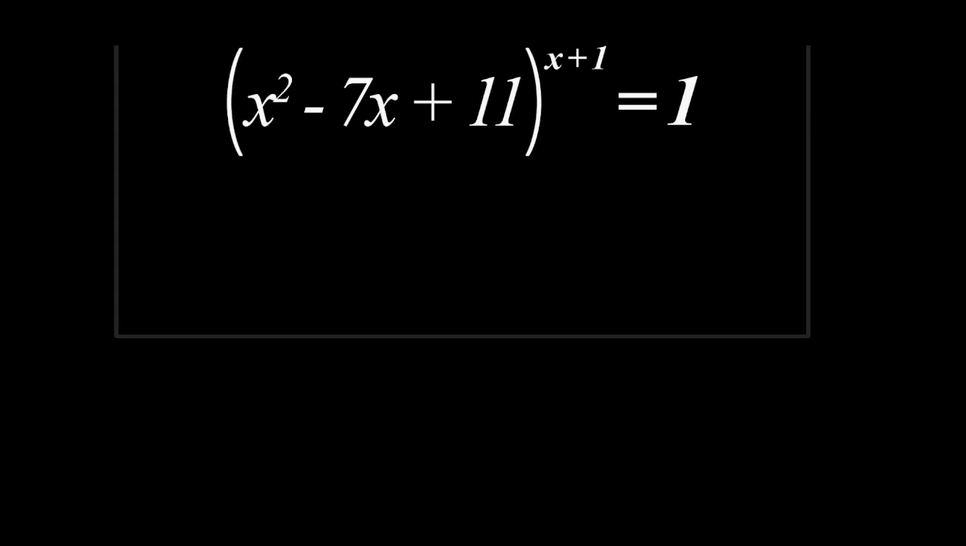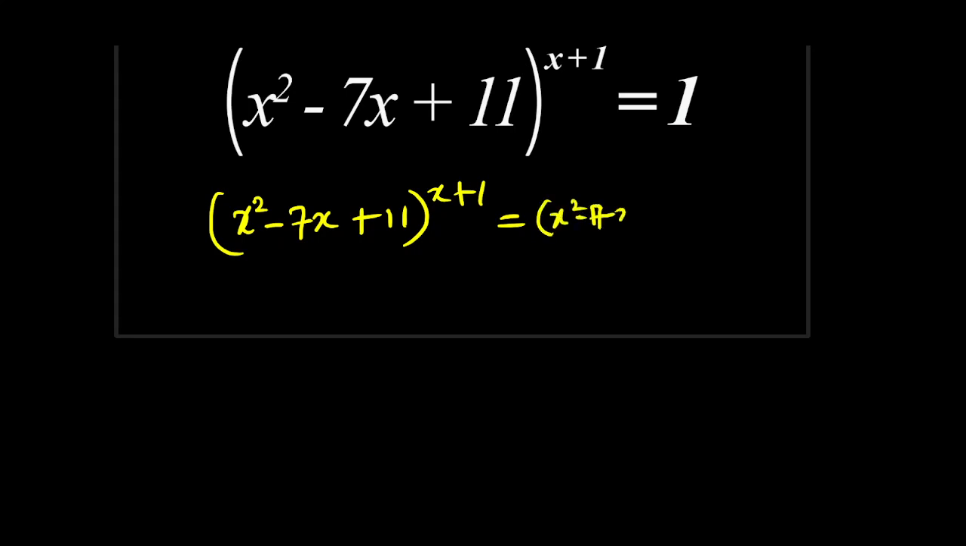But what you think is that your result is just going to be, since this one is equal to 1, x squared minus 7x plus 11, all to the power of x plus 1 equal, since this one is 1, anything raised to the power of 0 is going to be 1 so long as that thing is not 0. So this should be x squared minus 7x plus 11 to the power of 0. And for that reason, you have that x plus 1 equals 0 and x equals negative 1.